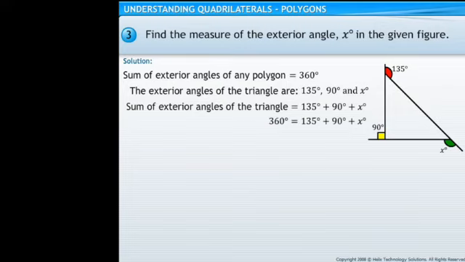We will equate the 2 equations to obtain the unknown angle x. We will rearrange and solve the equation to obtain the value of x. Therefore, the value of the unknown angle x is 135 degrees.